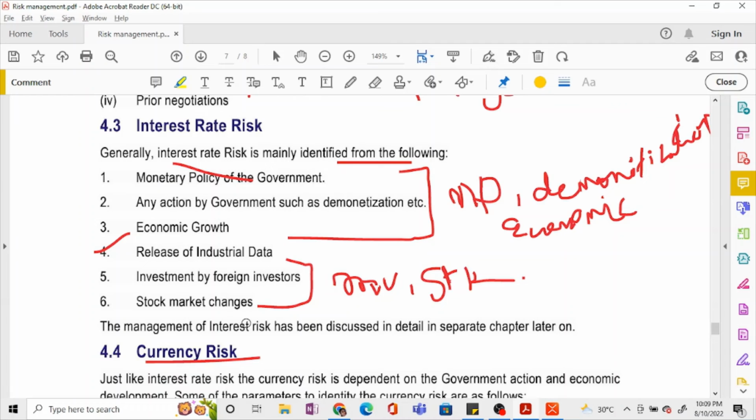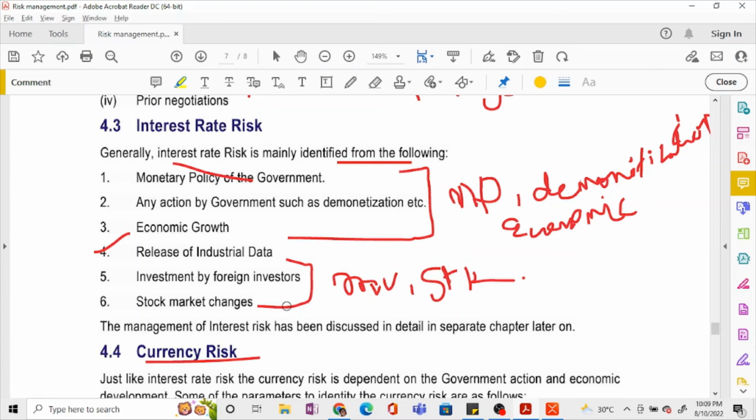Then interest rate risk. Interest rate risk is mainly identified from the following. First, the monetary policy of the government. What is the monetary policy they are following? Demonetization, has anything happened? Any economic growth? What is the economic growth of that government? These are what we can see for interest rate risk.